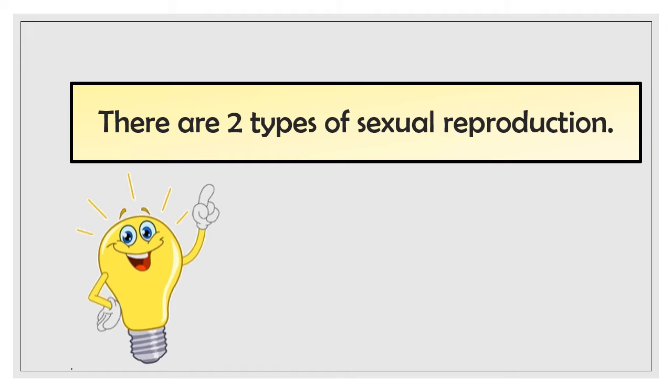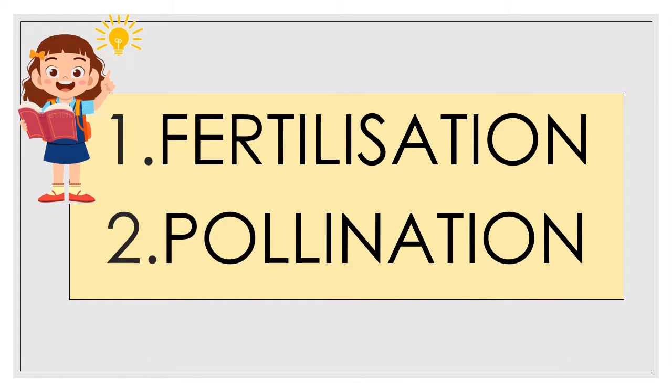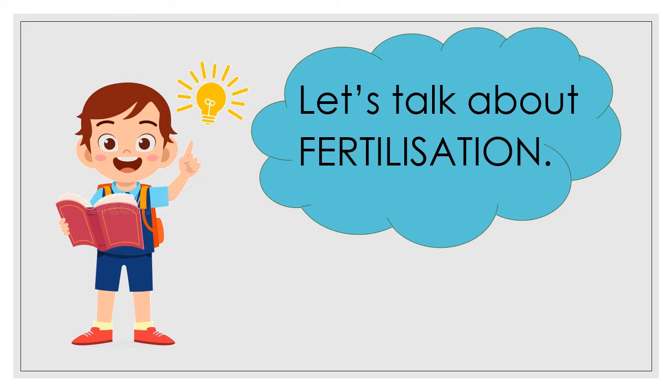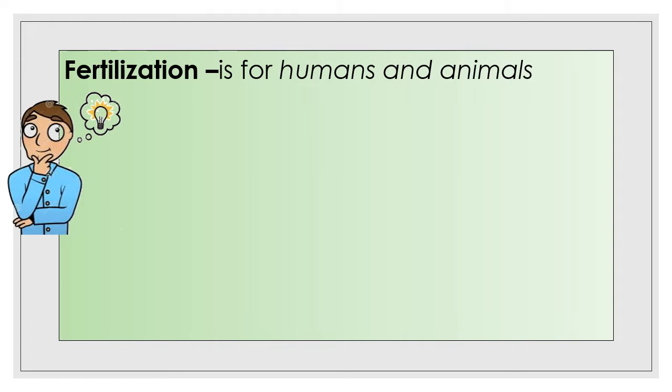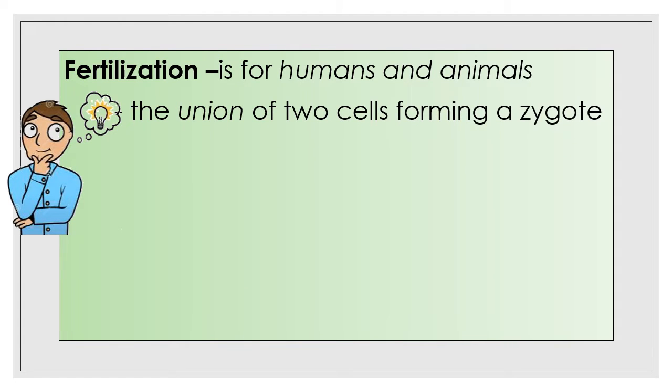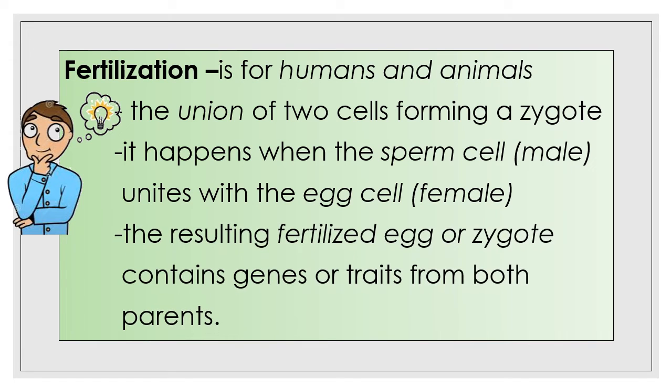There are two types of sexual reproduction. These are fertilization and pollination. Let's talk about fertilization. Fertilization is for humans and animals only. It is a union of two cells forming a zygote. It happens when the sperm cell coming from the male unites with the egg cell coming from the female. The resulting fertilized egg or zygote contains genes or traits from both parents.